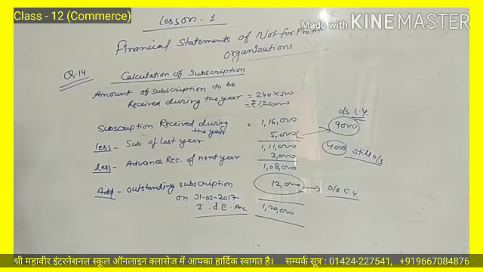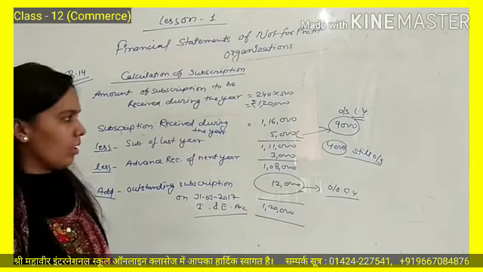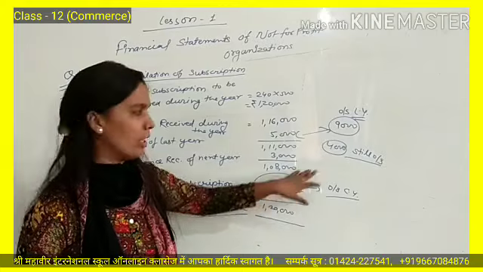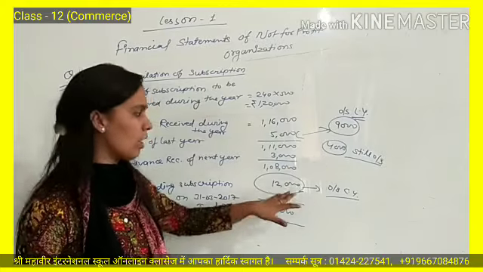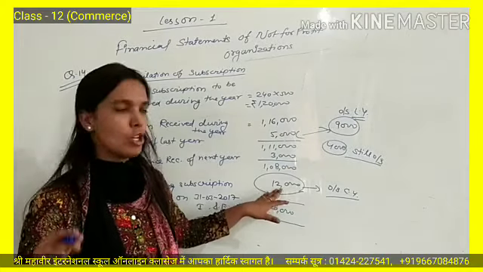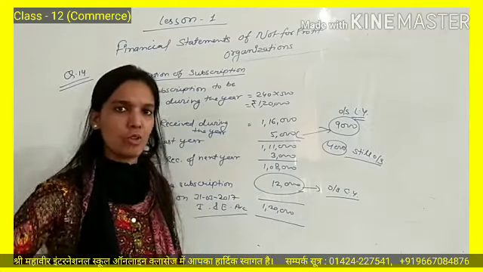So this was your question number 14. Just this point is different here, that 4,000 is last year's outstanding and 12,000 is current year's outstanding. So total 16,000 outstanding you have to show in the balance sheet.